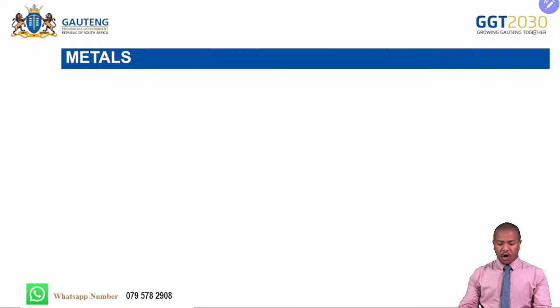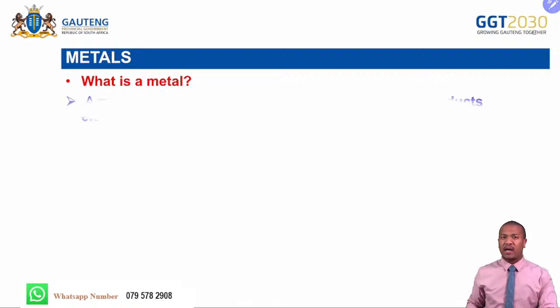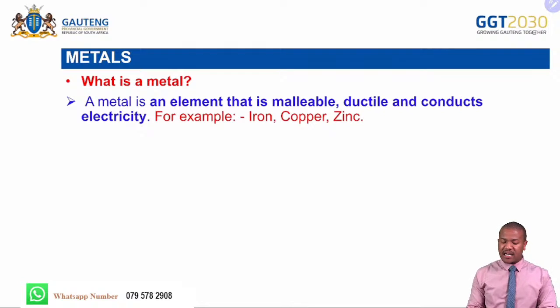Now, moving on. Metals. Let's revisit metals again to understand where we are going with this topic, right? What is a metal, first of all? That's the question I'm asking you now. What is a metal? Your answer should be along this line, right? A metal is an element that is malleable, ductile, and conducts electricity, right? For example, you have iron, copper, and zinc, with the following symbols. Iron as Fe, copper as Cu, and zinc as Zn.